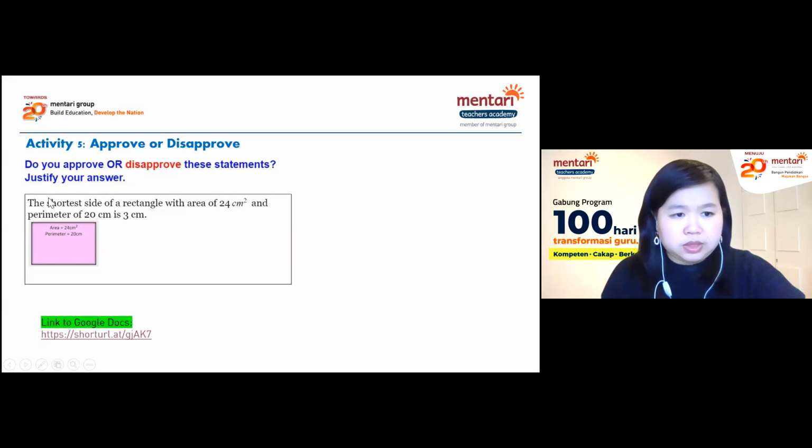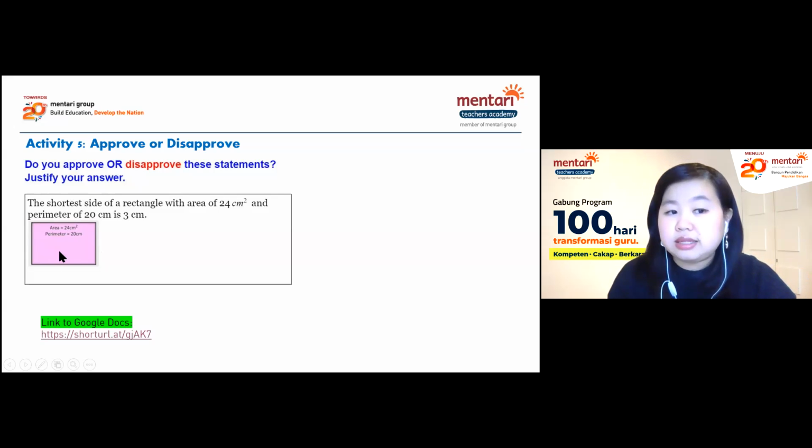So the statement is, suppose you have a rectangle. The picture here is supposed to help you visualize the information a little bit better. So this rectangle has an area of 24 square centimeter and the perimeter is 20 centimeter. Now the statement I give you, if those two are the condition for this rectangle, do you approve or disapprove that the shortest side of that rectangle must be 3 centimeter?